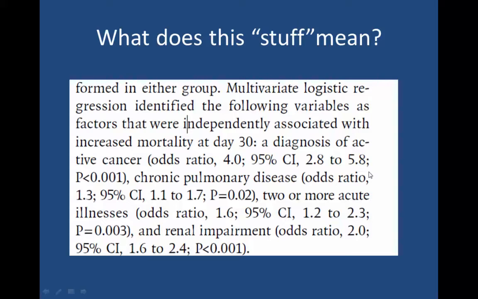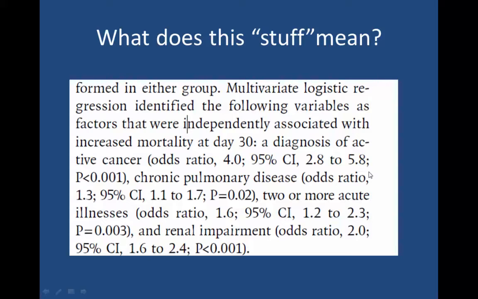Okay, now what if I ask you to tell me which of these outcomes, active cancer, chronic pulmonary disease, two or more acute illnesses, or renal impairment, which one increased my odds of death the most? Well, you should be able to pick this one. Active cancer did. Which one had the lowest impact on 30-day mortality? Well, hopefully you picked this one. So chronic pulmonary disease had the lowest impact on 30-day mortality.